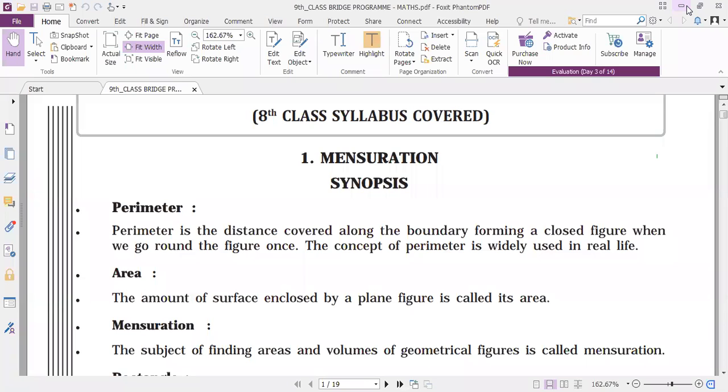So what is the perimeter? Perimeter is the distance covered along the boundary, forming a closed figure when we go around the figure once. The concept of perimeter is widely used in our real life. And also area. What is the area? The amount of surface enclosed by a plane figure is called its area.